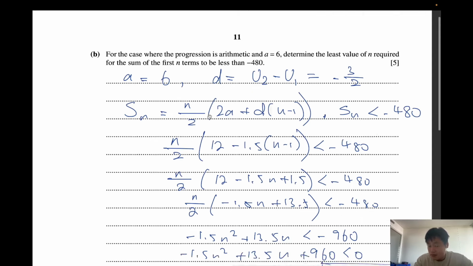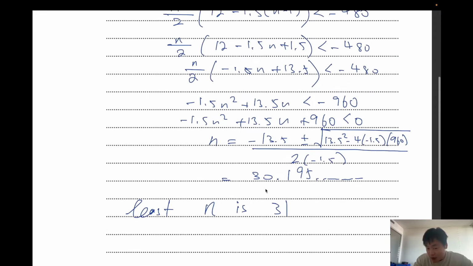Yes? So therefore, if you know 30.195 is the one that makes it exactly equal to 0 over here, don't you need at least above 30.195 to make it less than 0? Because the more you add, the more negative it's going to be. See how that works? That's why you round it up to 31.